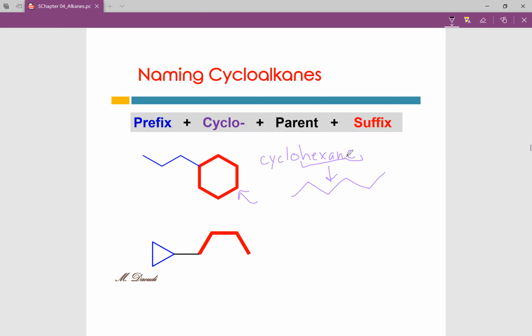And again, we're looking for the longest parent chain possible. And we're not sort of going around the cycle. Either the parent chain is the cyclo or it's not the cyclo. You can't have sort of parts and pieces of the cyclo as part of the parent chain.